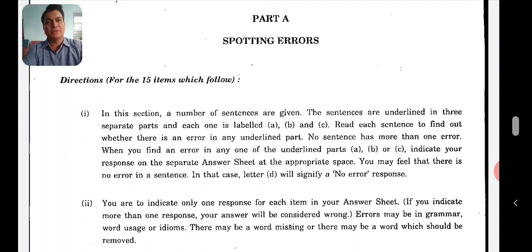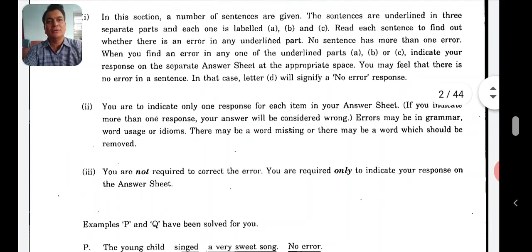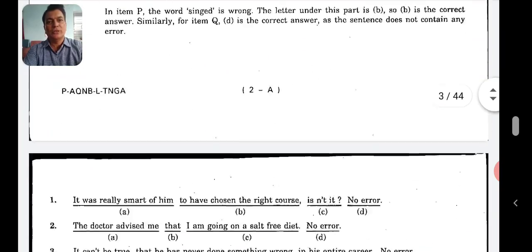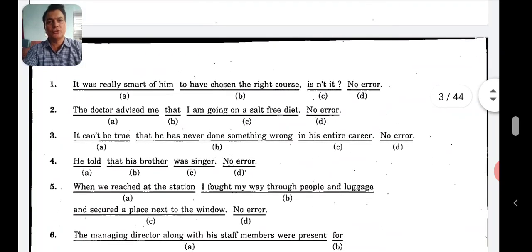You're familiar with the directions, so I'll not read out the directions. So let's go to the question. The first question here on spotting errors. It was really smart of him to have chosen the right course, isn't it? No error. So what is wrong with this sentence? Which part of the sentence contains error? So here, obviously the answer is C, because there is an error in C part.